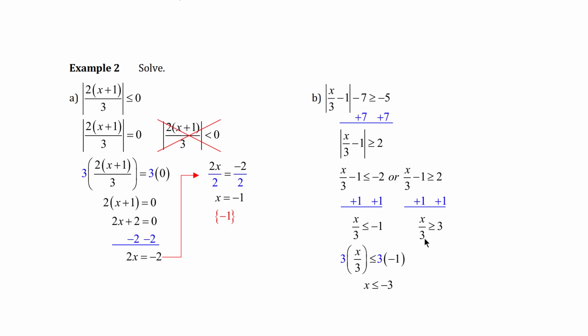Next, we get rid of the 3 on the denominator by multiplying both sides by positive 3. We get 3 times x over 3 greater than or equal to 3 times 3. Simplifying the left-hand side, 3 times x over 3 simplifies to just x, and on the right-hand side, 3 times 3 is 9. The result is x greater than or equal to 9. Next, we write our final answer in interval notation. We have parentheses, negative infinity, comma negative 3, close bracket, union, bracket, 9, comma infinity, close parenthesis.